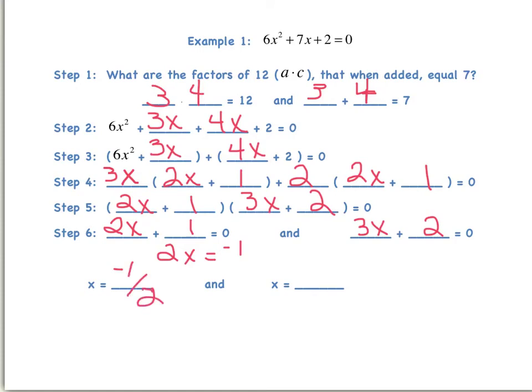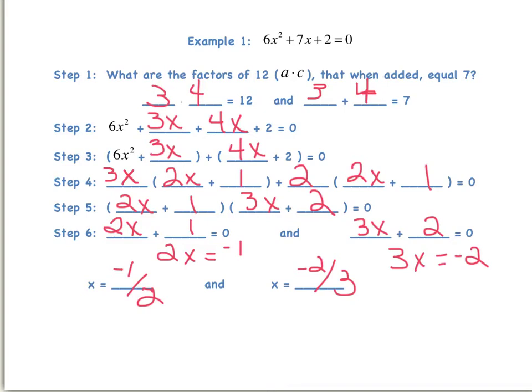Now let's look at the second binomial. I will subtract 2 from both sides, and that leaves me 3x equals negative 2. And then I will divide both sides by 3, and that means x equals negative 2/3.